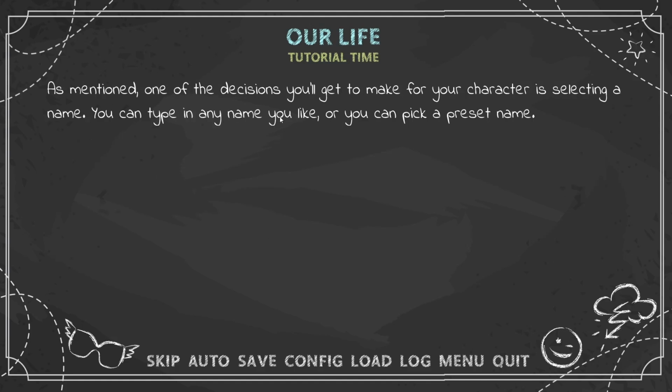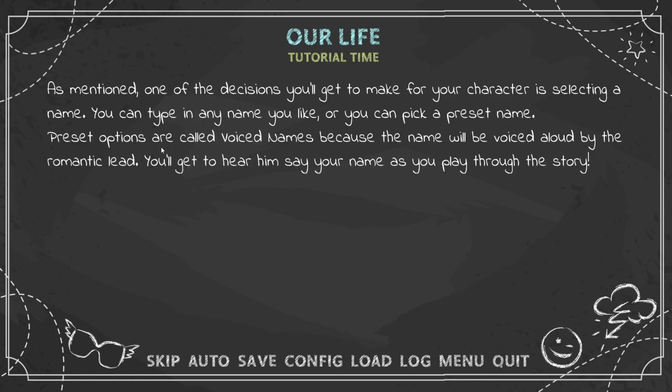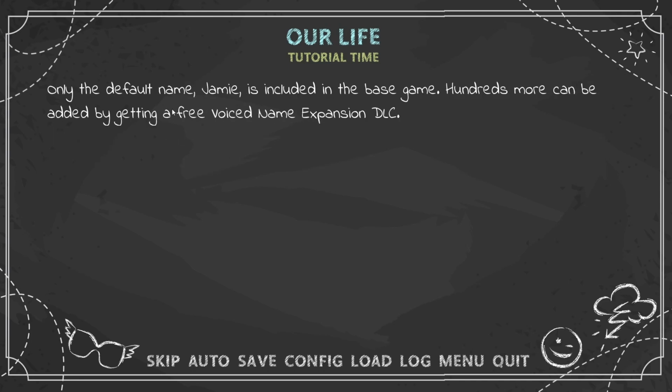As mentioned, one of the decisions you'll get to make for your character is selecting a name. You can type in any name you like, or you can pick a preset name. Preset options are called voiced names because the name will be voiced aloud by the romantic lead. You'll get to hear him say your name as you play through the story. Only the default name, Jamie, is included in the base game.